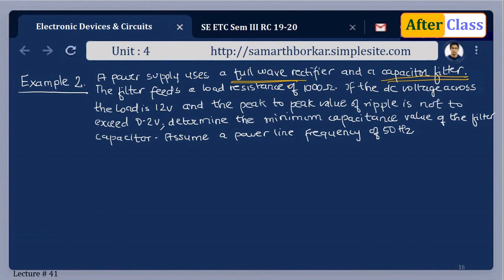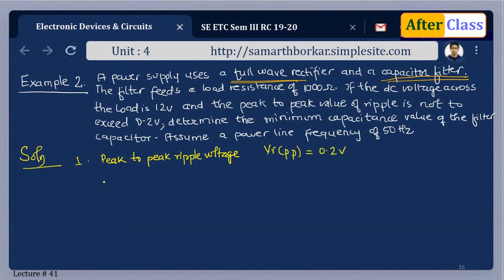Some textbooks take the frequency as 60 Hz. 60 Hz is the frequency used in the United States. Fine. In India, the power line frequency is 50 Hz. So let us start. VR peak to peak is 0.2 volts. Then the ripple waveform can be assumed to be triangular in shape because it is a capacitor filter. Okay, this will be the ripple voltage. Peak to peak is 0.2 volts.